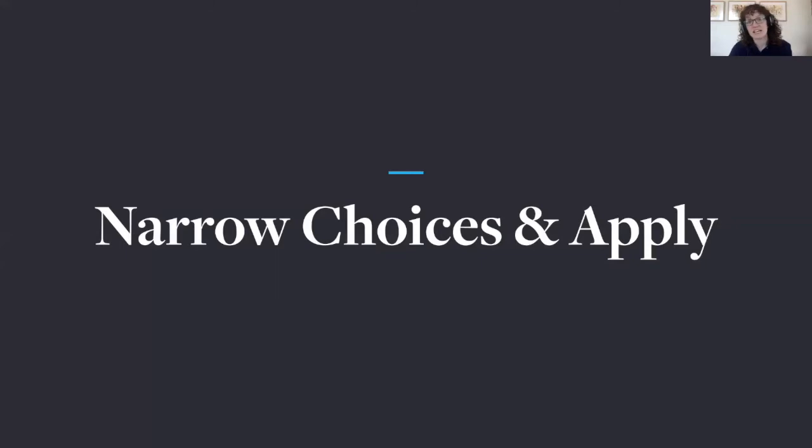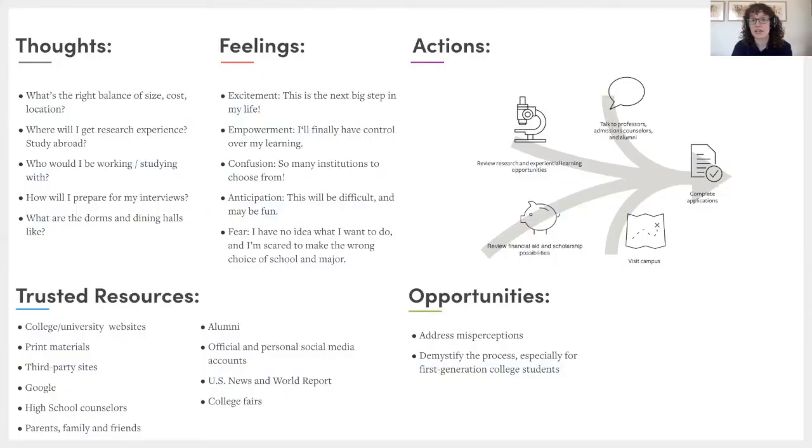So then we move to the second phase, narrow choices and apply. And this is the phase in which students are starting to make their shortlist and they're actually putting their applications together. So the thoughts in this phase, we start to see students comparing institutions side by side a little bit more closely. So it includes thoughts like, what's the right balance of size, cost, and location? Where will I get the best research experience? Will I be able to study abroad?